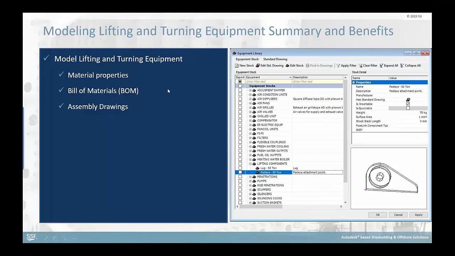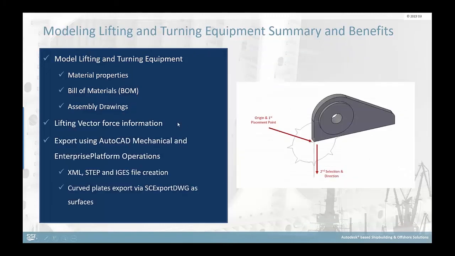So as I was saying, we included material properties, bill of material, BOM in assembly drawings, and lifting vector force information. And one thing to note, you do need to have a proper mechanical profile set up. Enterprise Platform operations do use AutoCAD Mechanical for that, so that's a requirement if you're introducing this to your users. And we also, it's worth mentioning, use SC export STEP for curved plates, there's a separate workflow for that so that it meshes out more readily, quicker, and easier.